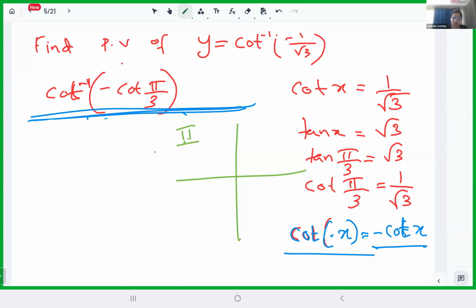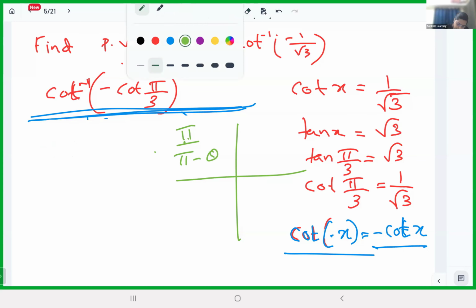In the second quadrant we know that cot is negative, so we can choose that quadrant. In the second quadrant the general form is pi minus theta, so pi minus theta is the general form of the angles in the second quadrant. So minus cot pi by 3 can be written as cot inverse of... First of all, we'll just consider this portion only, that is minus cot pi by 3.